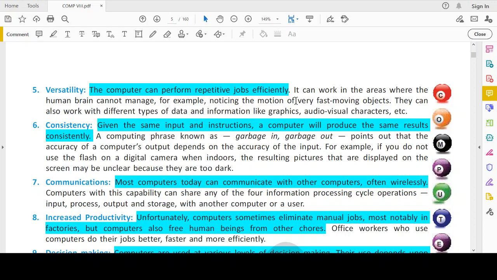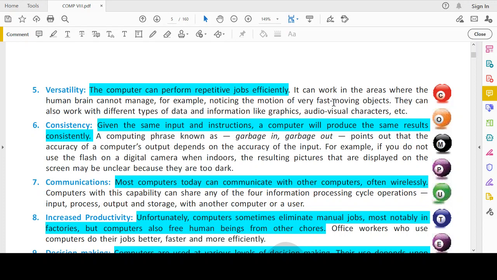For example, noticing the motion of very fast moving objects. They can also work with different types of data and information like graphics, audiovisual characteristics, etc. Now, can you identify the speed of a fast moving car? No. You can just see that a car is moving very fast in front of you. You can see it passed away.